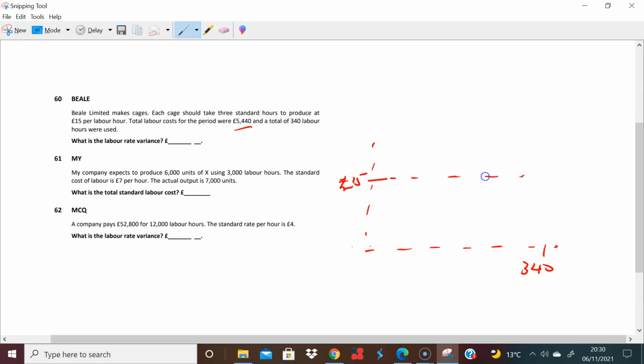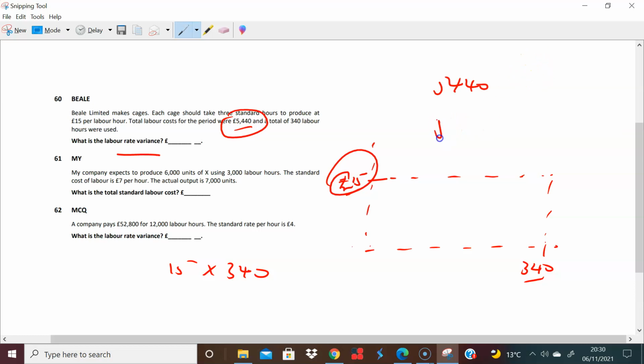So I should have used, in terms of my standard pricing, £15 times 340. That's what I should have done. What you did use in the end was 5,440. So that's what you did. I'm looking for the labor rate variance here. So it is my 15 times the 340. That's my standard. That's what I should be spending an hour. 15 times 340 is 5,100. So you should be spending 5,100. You've spent 5,440. So that is a variance of £340.